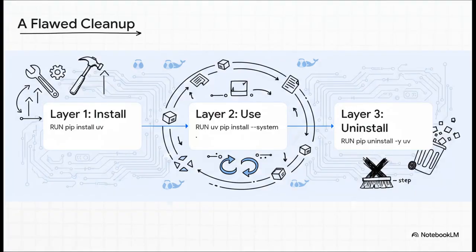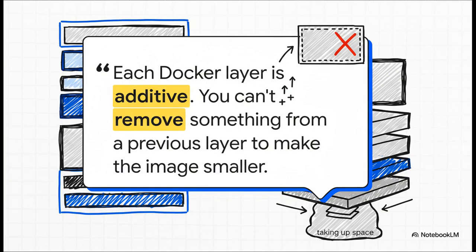So here is a super common mistake. I see it all the time. A developer installs a build tool, like UV, in one step. Then they use it to install dependencies in the next step. And then they try to be tidy and clean it up by uninstalling it in a third step. I mean, it seems logical, right? But here's the catch. That's not how Docker works.